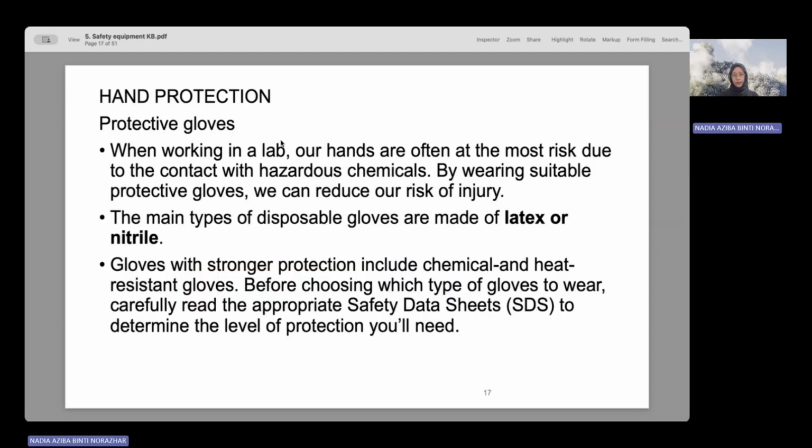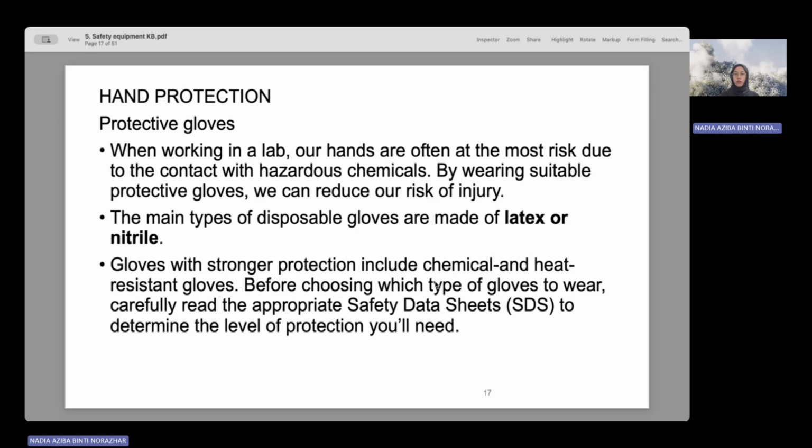Next, we'll be discussing hand protection. So the type under hand protection is of course protective gloves. When working in our lab, our hands are at the most risk other than our eyes due to the contact with hazardous chemicals. So by wearing suitable protective gloves, we can reduce our risk of injury. The main types of disposable gloves are made of latex or nitrile. These are the common types of gloves. Gloves with stronger protection also include chemical and heat-resistant gloves, which we'll discuss the types after.